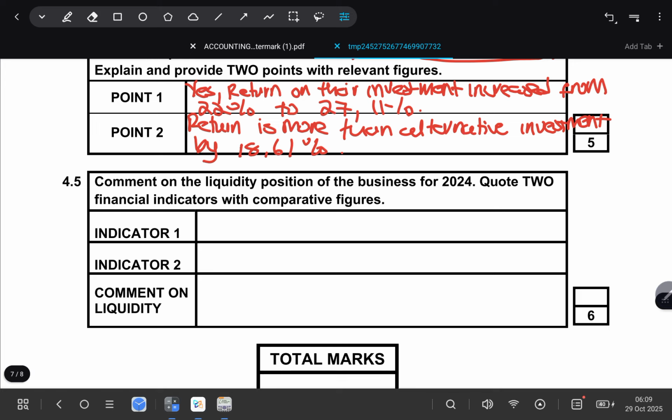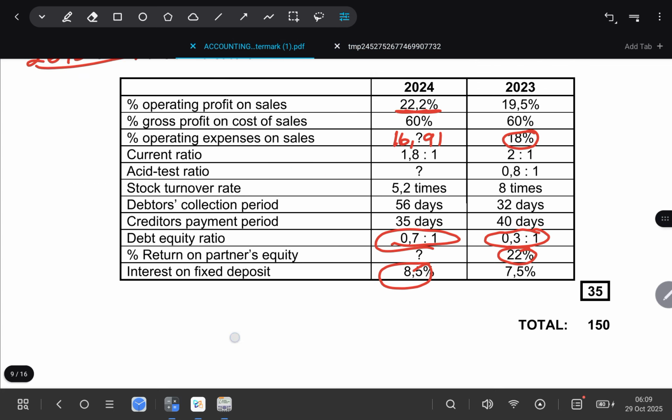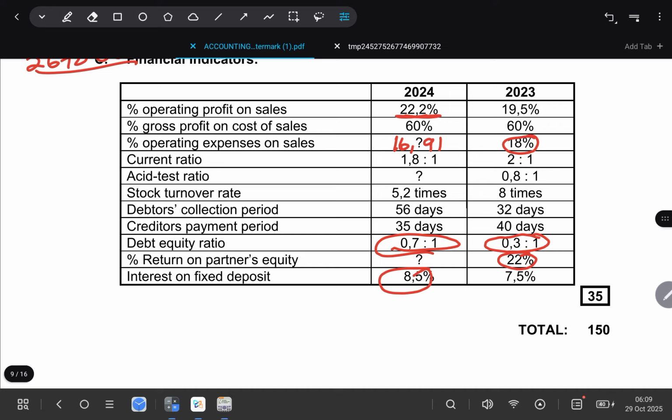Now let's check the following. A comment on the liquidity position of the business for 2024. Go to financial indicators with comparative figures. So in terms of liquidity, we need to know which financial indicators we are looking at. Look at their creditors payment period. Number one, they are paying early, very bad for them. Number two, debtors are taking too long to pay. And then stock turnover rate has decreased, so it means they are not able to sell as much as they used to sell last year.